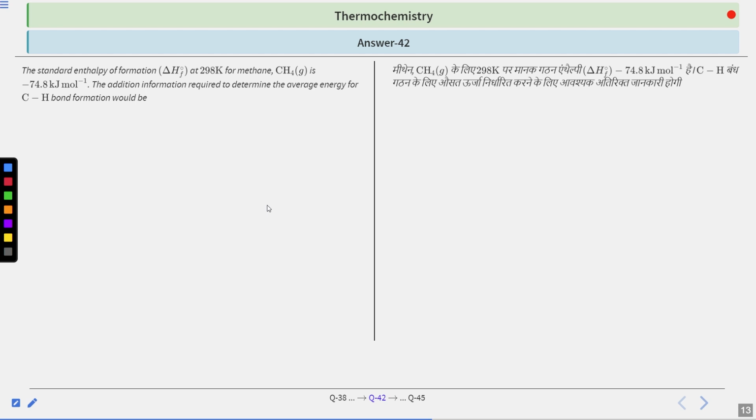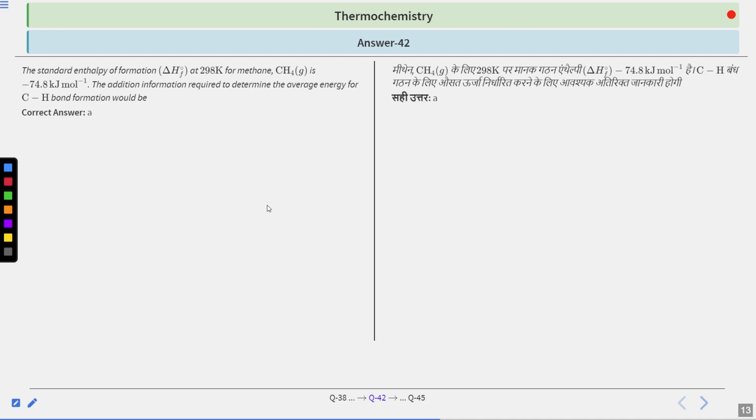The question was saying that if you form 1 mole of methane from its constituent elements in the standard state, then you will get 74.8 kilojoule per mole of energy. Now the additional information required to determine the average energy of CH bond: you have to determine the average energy of CH bond. For that you must know that delta R H for the reaction can be written as bond dissociation energy of reactants minus bond dissociation energy of products. I have explained it earlier, so you must remember this thing.